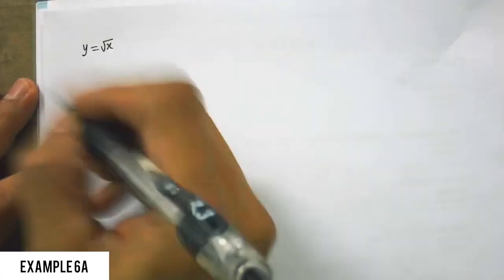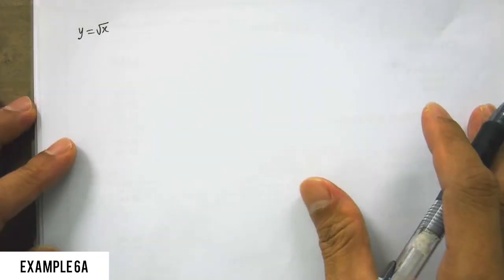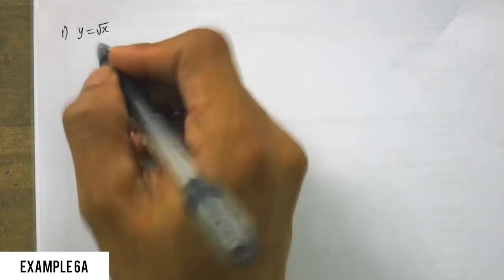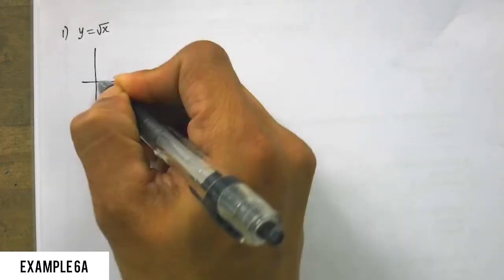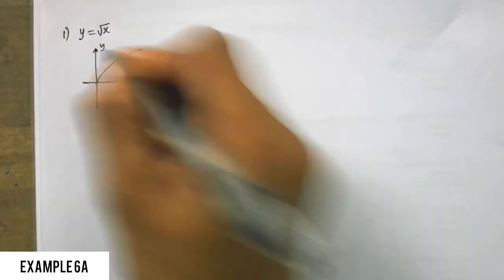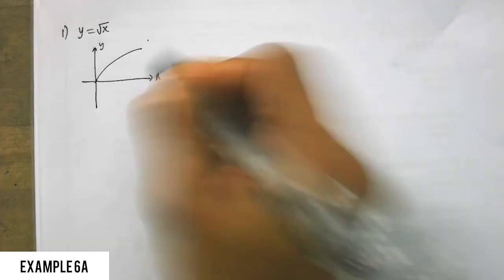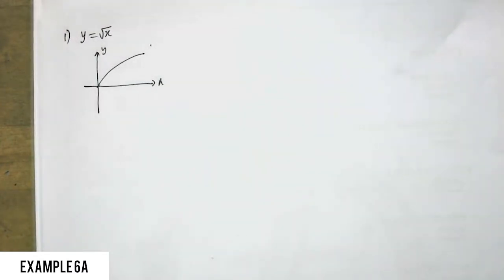Did you do this last week? Last lesson, no? The graph, the square root, yes or no? No. So how do you draw square root x? Square root x looks like this. This is the basic graph of y equals root x. Now again, why? How do I know?